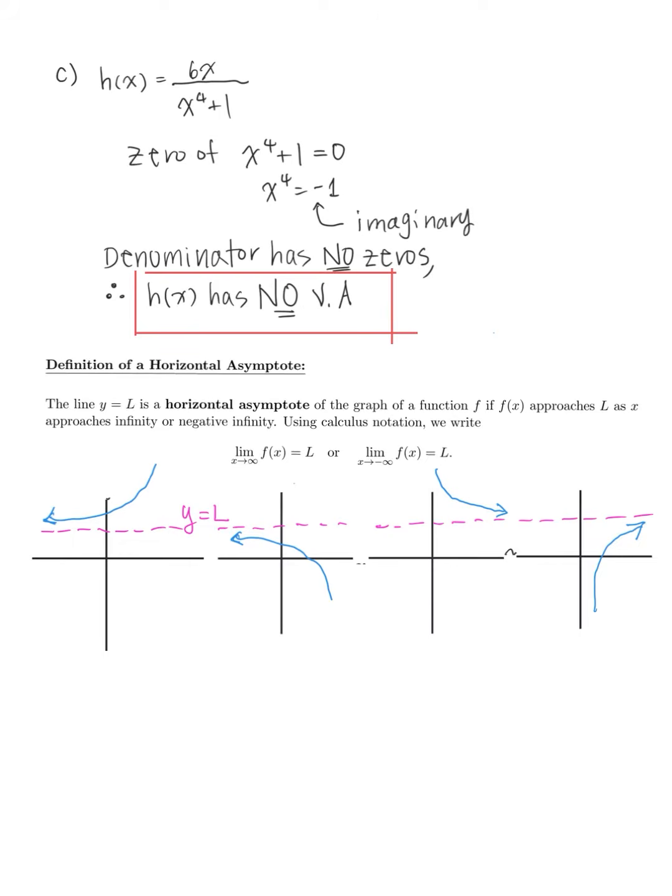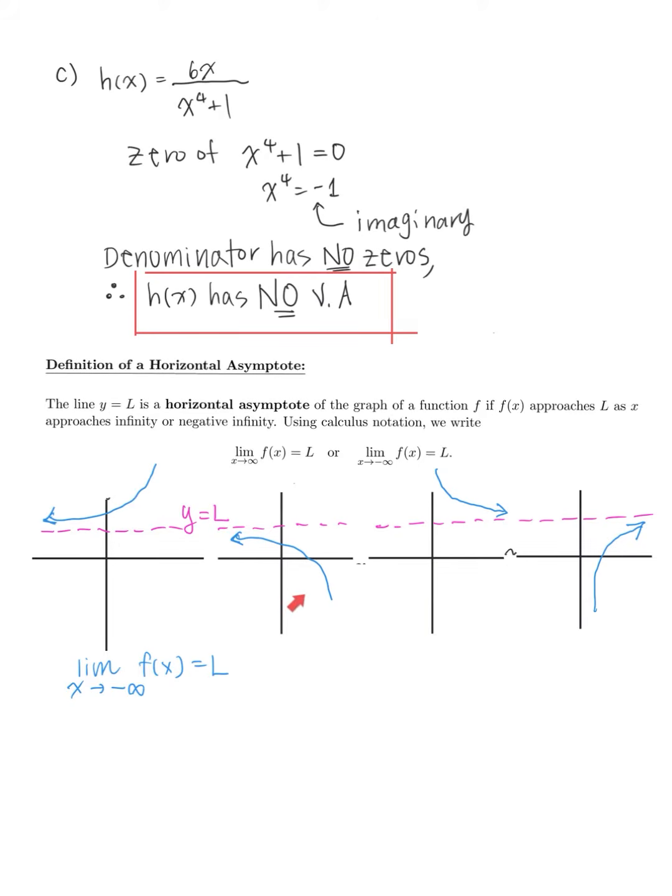Let's look at the first case, which is the first graph. Here you can do limit as x approaches negative infinity. Where is this tail end going? It's going towards y equals L. So here is the expression in calculus notation. This is exactly the same thing as: as x goes to negative infinity, f of x is going to approach L.